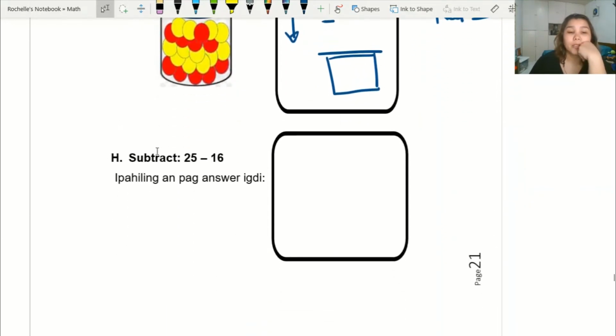Okay, next, subtract 25 minus 16. Ipahiling ang answer dito. So, simply, you need to write this in column. 25 minus 16 equals blank.